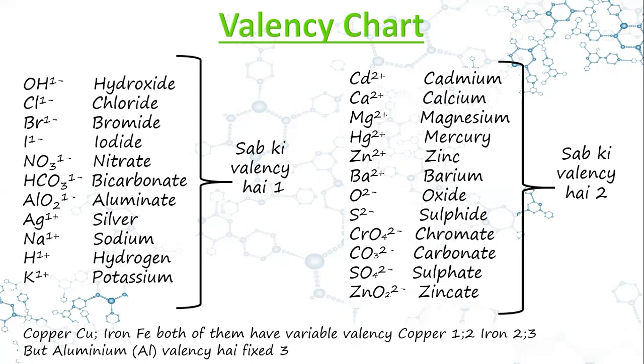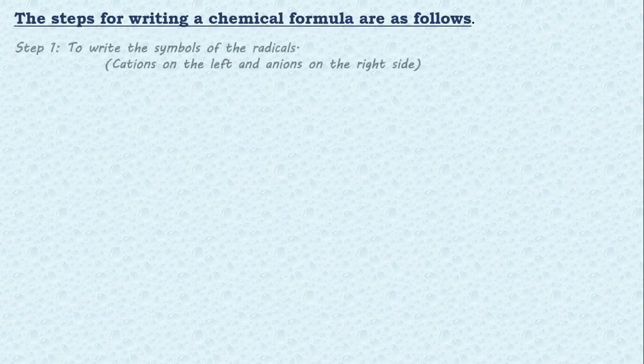But that was about the valency chart. Now what do we do? How to use it? So let us understand how to make chemical formulae using this valency chart. Students, there are 4 steps in writing the chemical formula. The first step is to write the name.